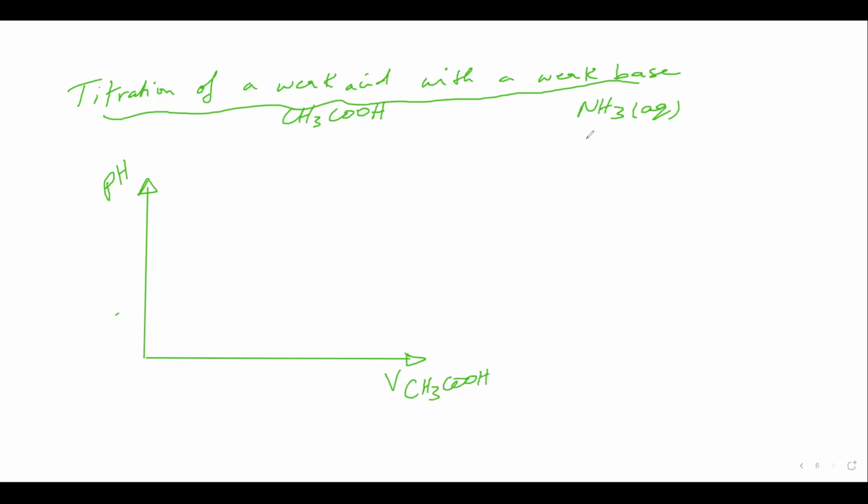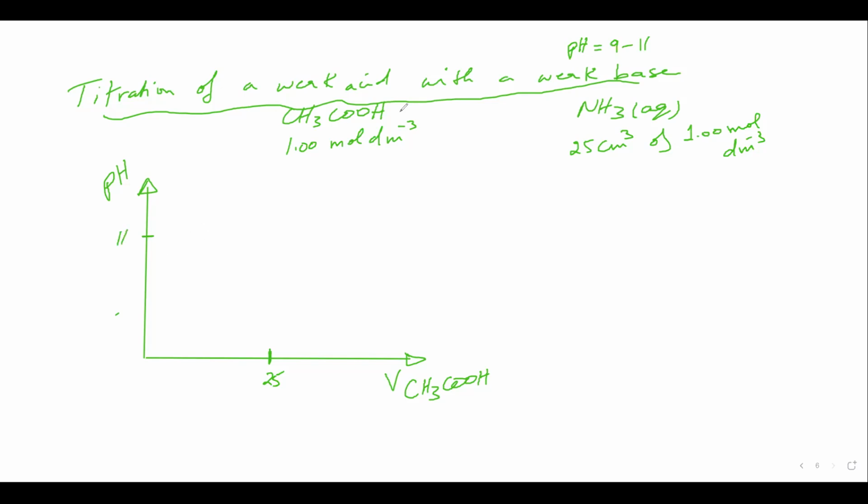And since we are using 25 centimeter cube of 1 mole per decimeter cube of ammonia, and we are using ethanoic acid having a concentration of 1 mole per decimeter cube, then we are expecting the equivalence point to be at 25. Now, we started with ammonia, and we said that ammonia is a weak base, so the pH that we are going to start with is between 9 and 11. So we are going to start with a pH of 11.